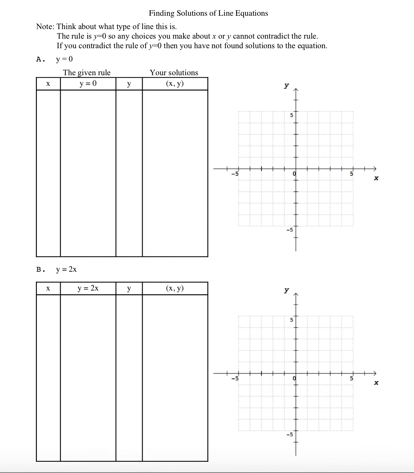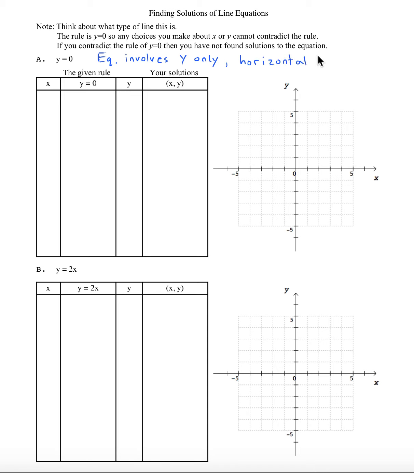Okay. First one is y equals 0. Think about what type of line this is. So notice that our equation involves y only. And that's the first thing to recognize. So what type of line is it? This is a horizontal line.